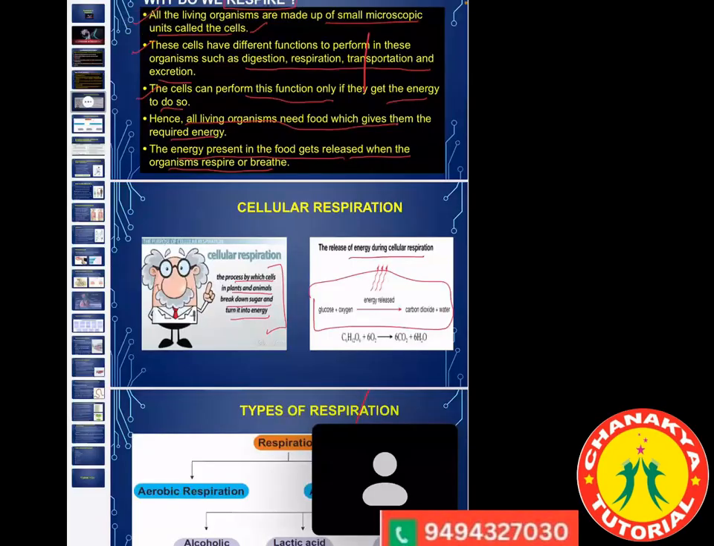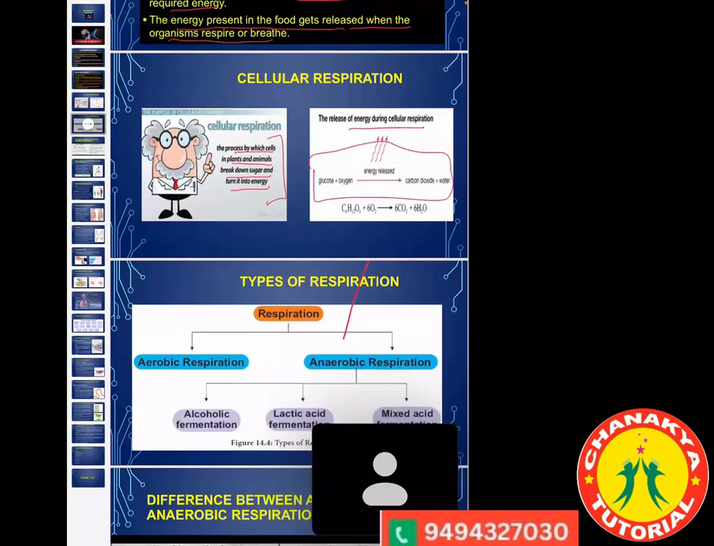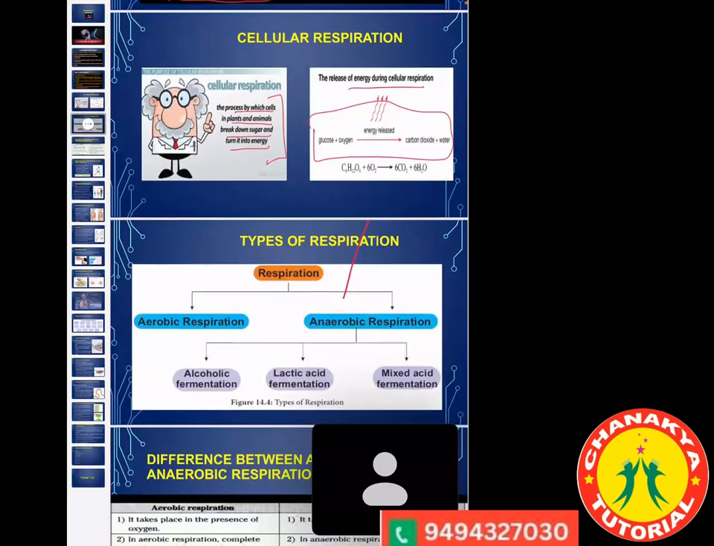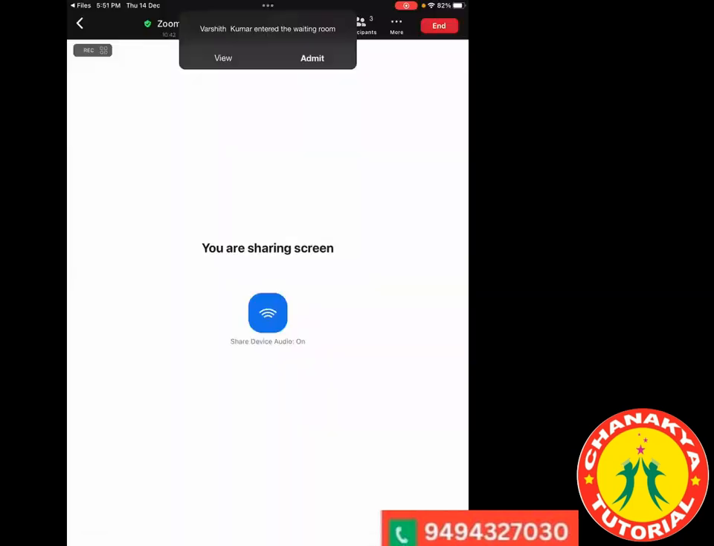Which is going to be in the 8th class, because it is important to know about it. Then, what is cellular respiration? The process by which we get energy by the breakdown of food. That is what cellular respiration is, and it happens inside the cell. During cellular respiration, the food will be broken down in the presence of oxygen, and it gives us carbon dioxide, water, and energy.